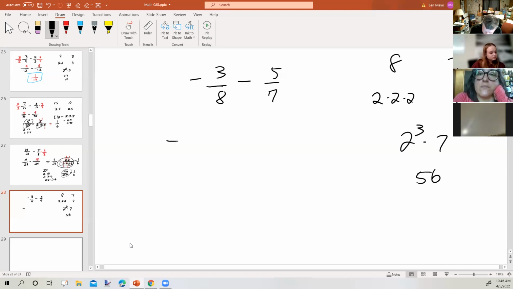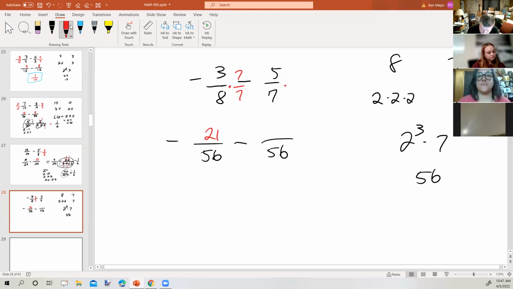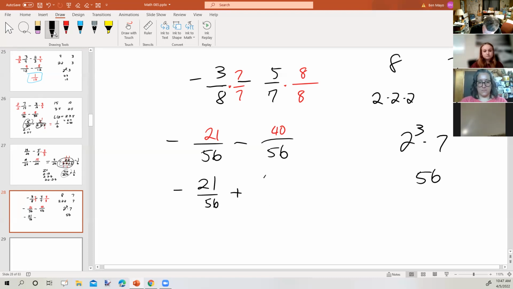So I'm going to have negative something over 56 minus something over 56. I'm going to multiply the 8 by 7. So the 3 by 7 is 21. So -3/8 becomes -21/56 minus, I'm going to multiply the 7 by 8 and the 5 by 8. So the new numerator is 40. So 5/7 becomes 40/56.